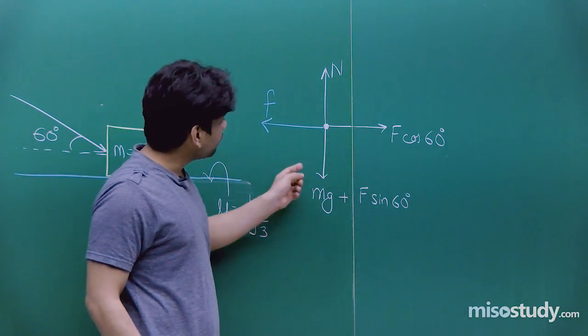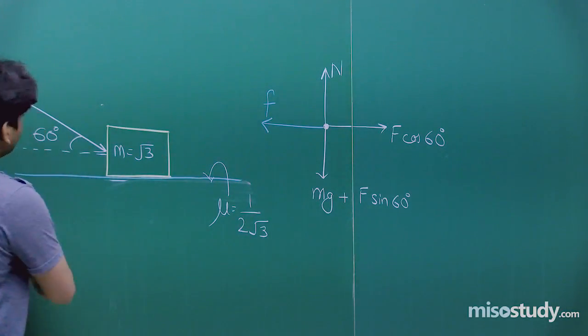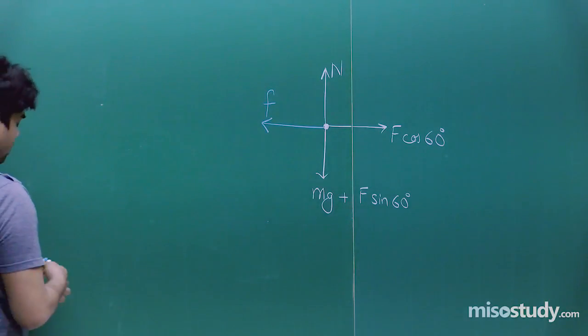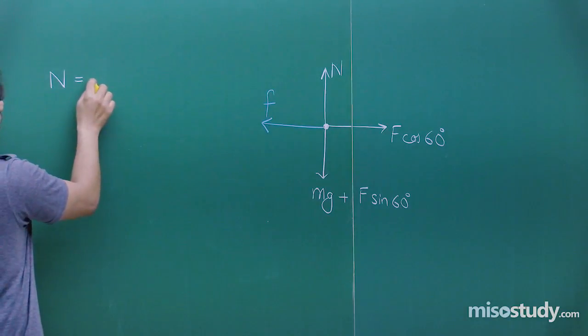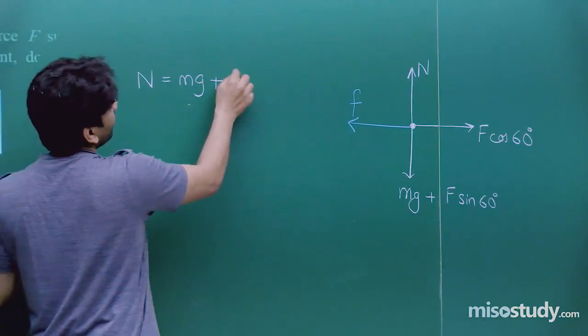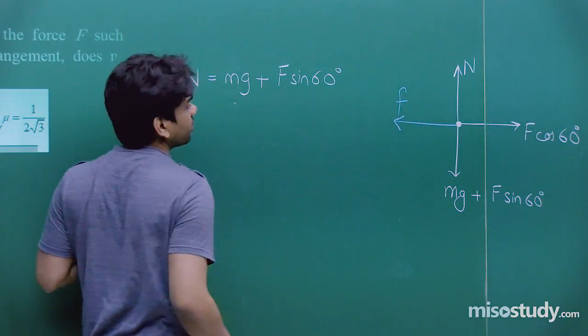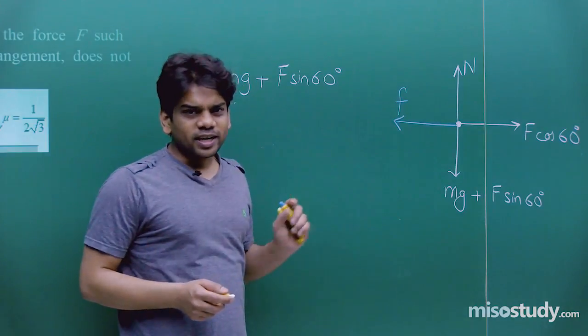Now first of all, if I write the equation along the vertical, how will it look? We can easily show that N will be equal to mg plus F sin 60 degree. This is the first thing we obtain, for the forces equated along the vertical direction.